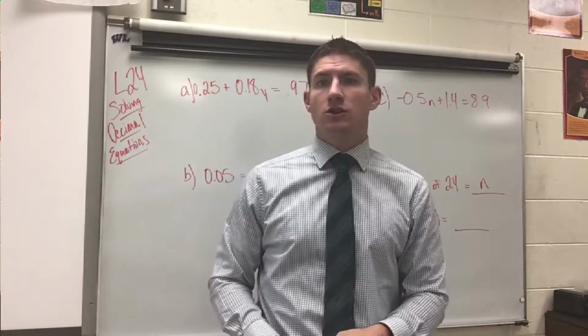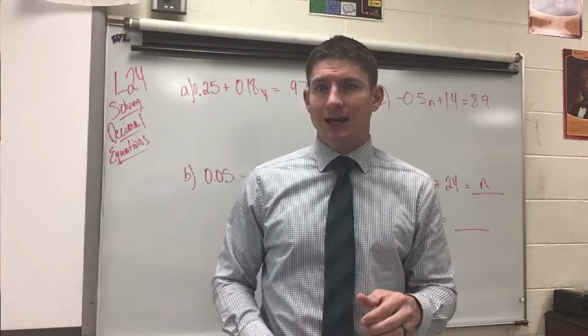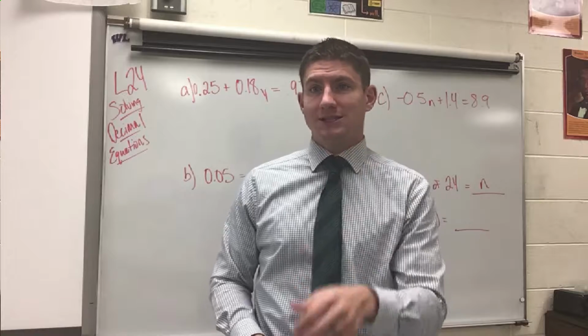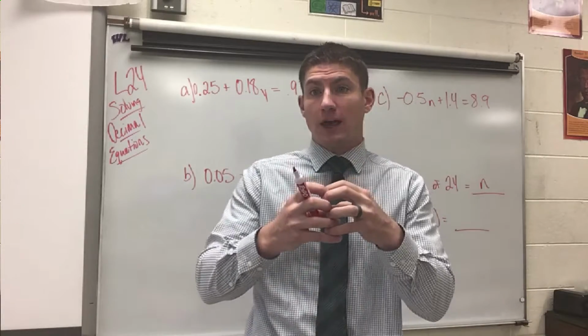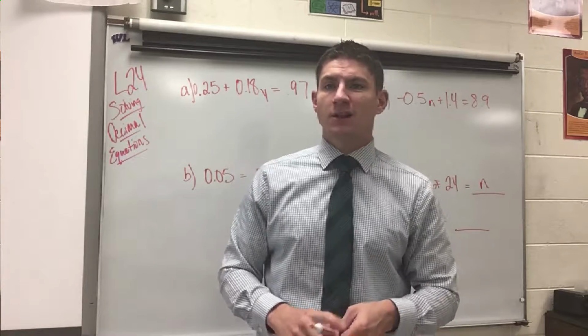Now, what you need to make sure that you do is pick out the right power of 10 to multiply. What I always like to think about is the greatest number of decimal places that one of the terms has. I'll pick that greatest number and then multiply that power of 10 by every number in that equation. Look at example A.